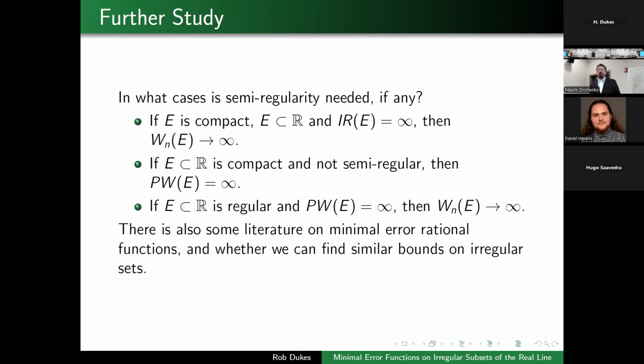We also started working on minimal error functions for rational functions, which is to say a polynomial can be likened to a rational function with a pole at infinity. If we move the poles somewhere, or if we have multiple different poles, there is some work on this already, and I would like to see if we can extend this to irregular sets.